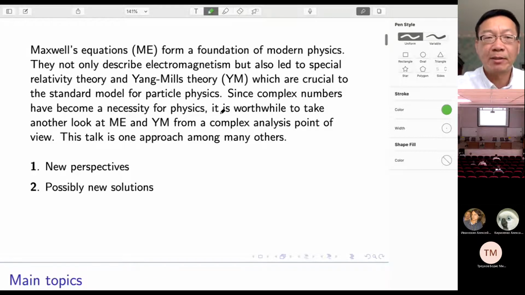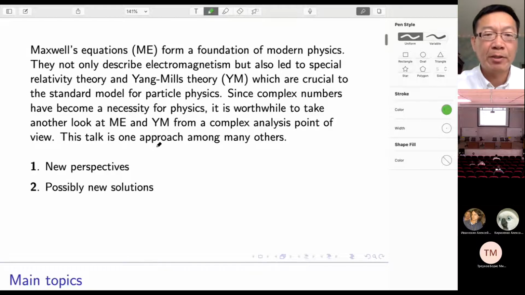So it makes good sense to take a look at the Maxwell equations and the Yang-Mills equations from a complex analysis point of view, meaning that we're not only using complex numbers, we're trying to see these equations from a complex analysis point of view, meaning that we'll be looking at what roles analytic functions, holomorphic functions, and harmonic functions are playing in solving these equations.